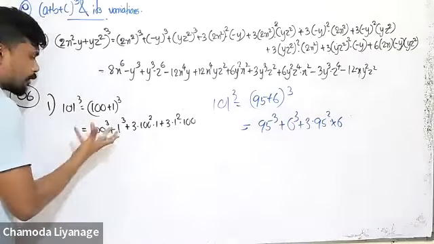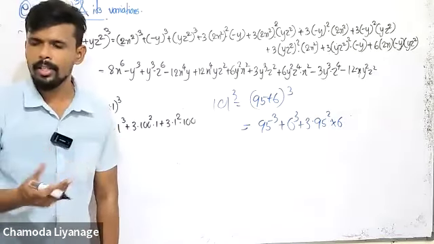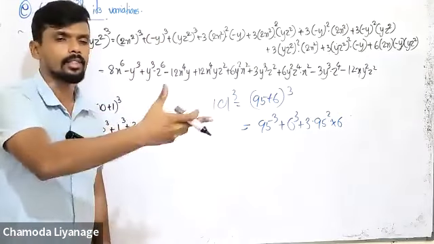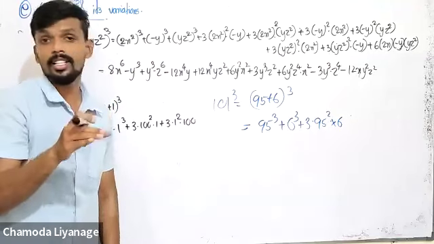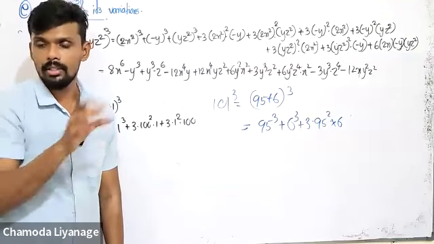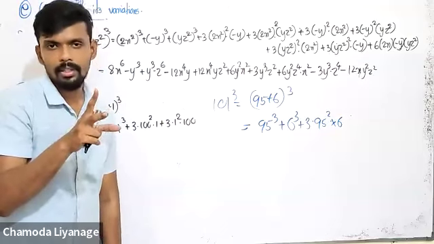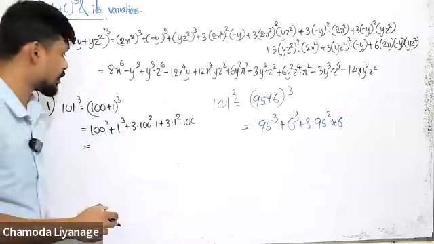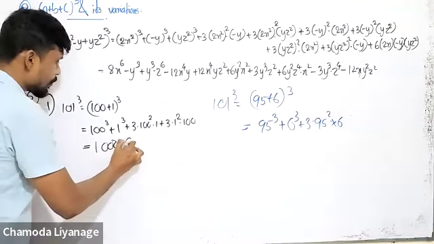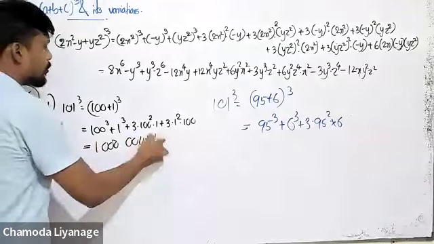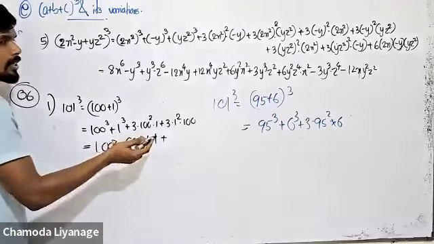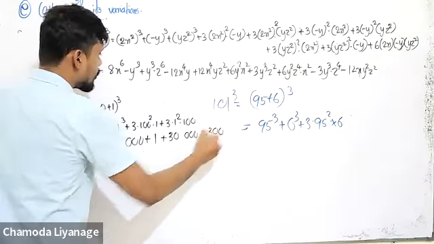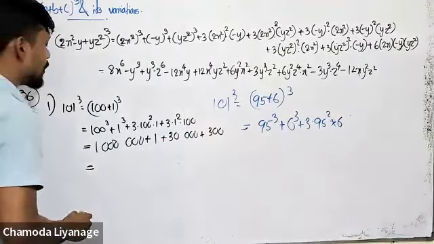Now the simplification part. What is 100 cube? 100 cube means 100 times 100 times 100. So how many zeros are there? 6 zeros. In 100 there are 2 zeros, and there are 3 hundreds, so you will get 6 zeros. That is 1 million. Plus 1 cube is 1. And here 100 squared is 10,000, so 30,000 plus 300. After that, simplify.